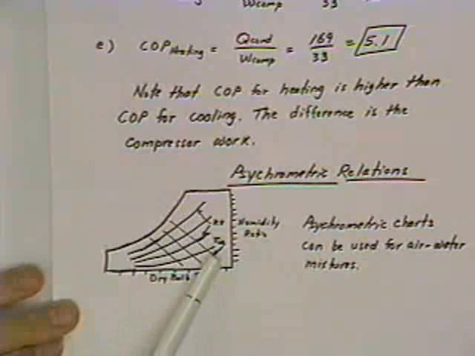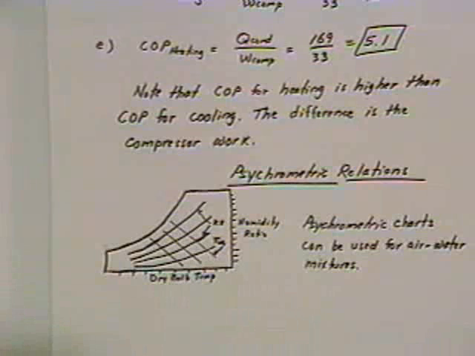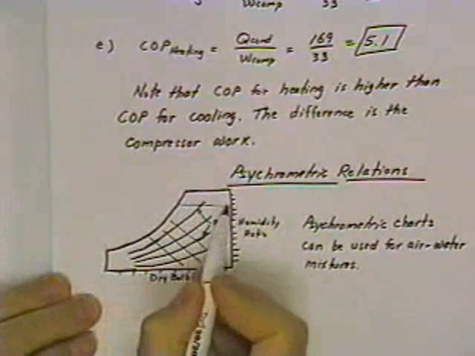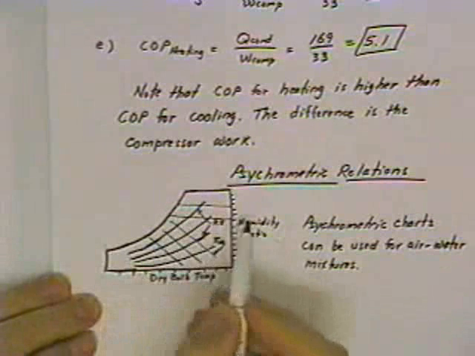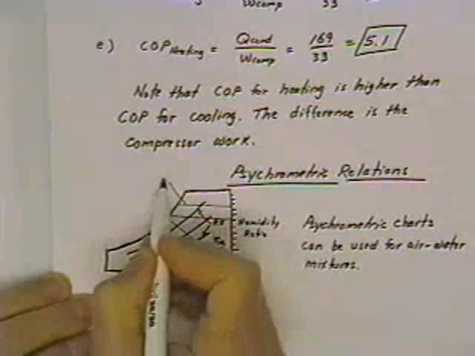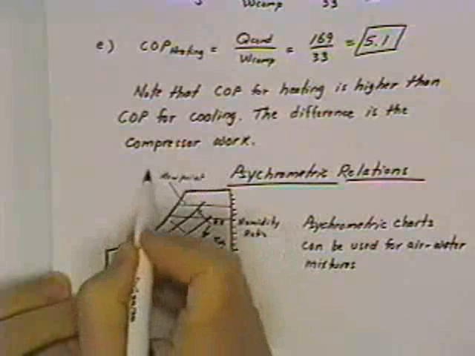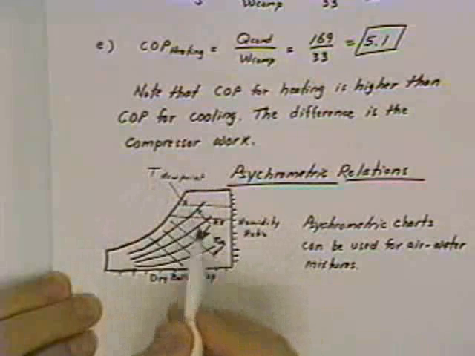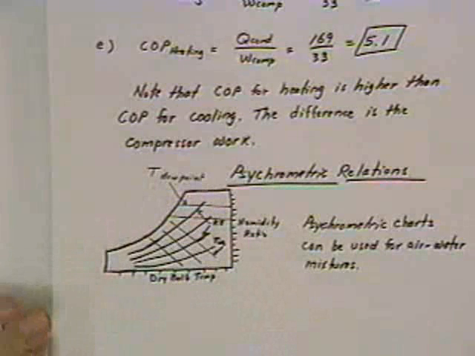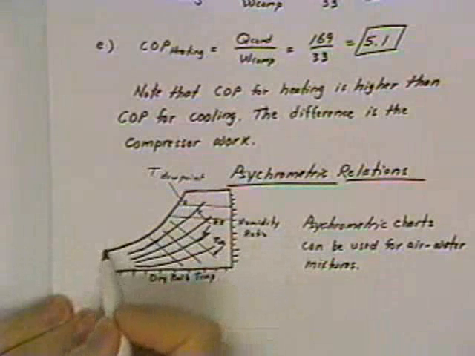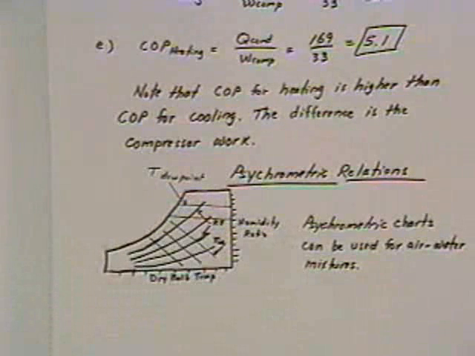And then horizontal lines, which I haven't drawn, but I'll go ahead and draw them up here, and try to draw them out of the way so that they don't create too much interference with everything else. Horizontal lines are lines of constant dew point temperature. And the dew point temperature is the temperature at which condensation starts to occur. And then along this axis you also have lines of constant enthalpy.